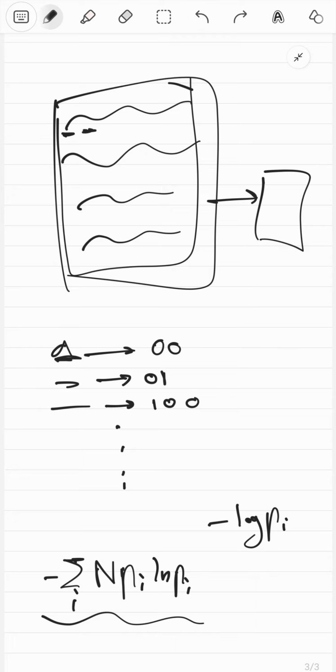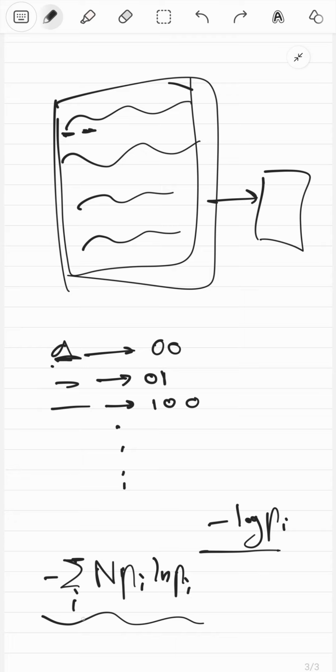And so now this negative log pi thing is called the self information, because this is how much information is needed to express this. It's coming from information theory, and I actually don't have a very good idea about that stuff.